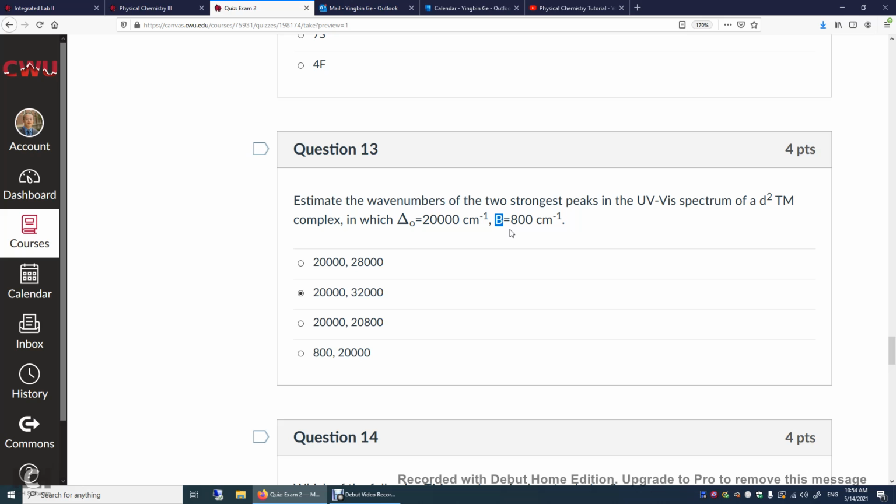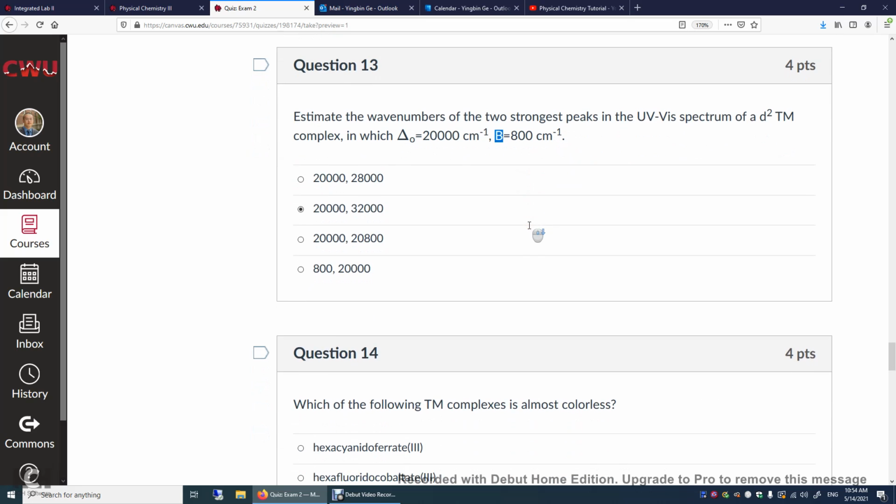Again, dxy and dx squared minus y squared d orbitals are on the same plane. But dz squared and dxy are not on the same plane. So in the latter case, you have weaker repulsion. So in the lectures, in the lecture videos, in the homework, you know the difference is 15B there. So 15B is 12,000 for this case.